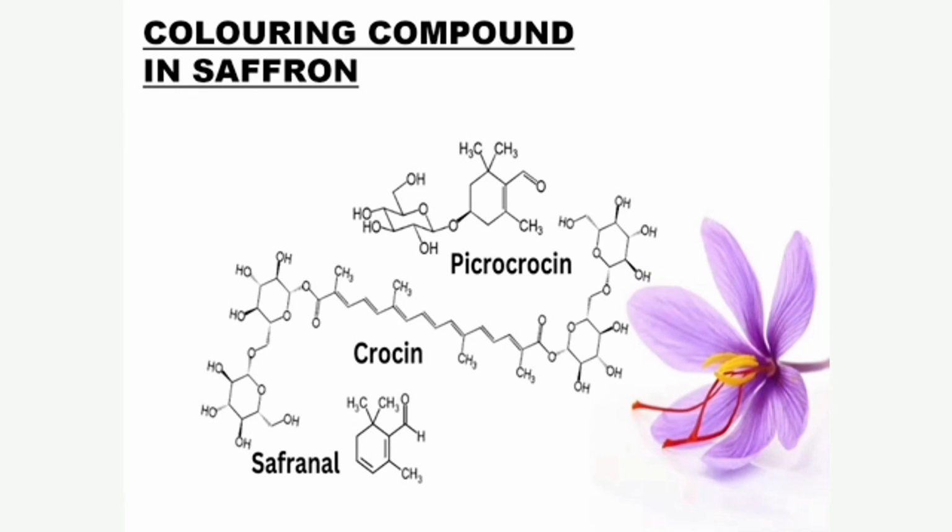Some compounds such as picrocrocine. Picrocrocine generally is the second most abundant component in the dry matter content, and it is responsible for the bitterness in the saffron due to the glucoside, and generally it is responsible for the saffron's pungent flavor.